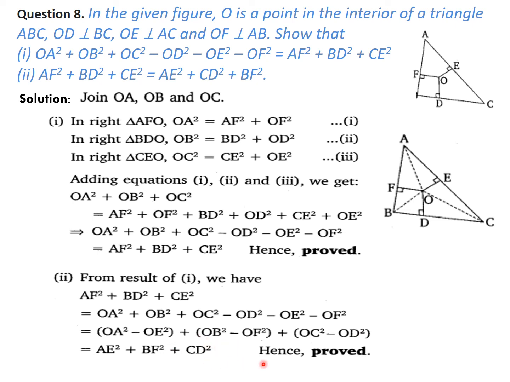So we will rearrange a few of the terms. Since we have BF square, we'll take OB square and OF square together. Again, since we have CD square, we'll take OC square and OD square together in a bracket. So from here, we can write down using Pythagoras theorem these particular values. Therefore, we'll get AE square plus BF square plus CD square as the result.